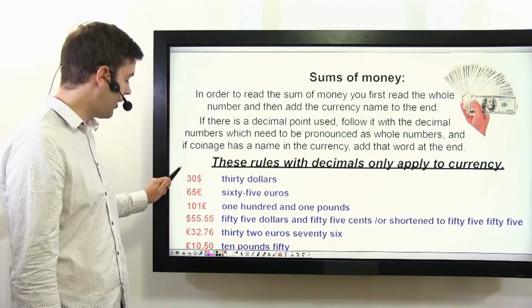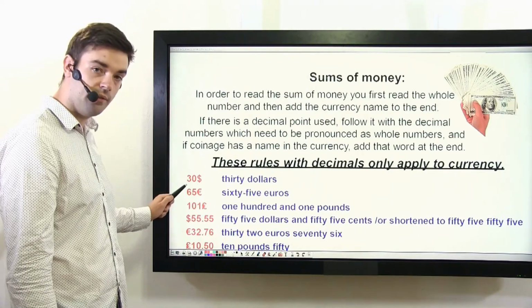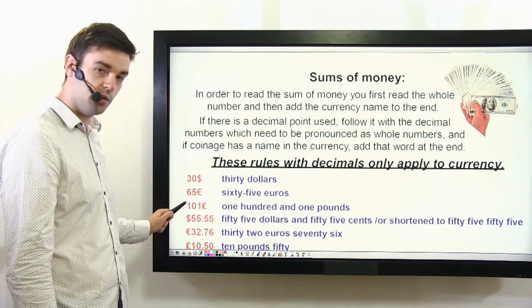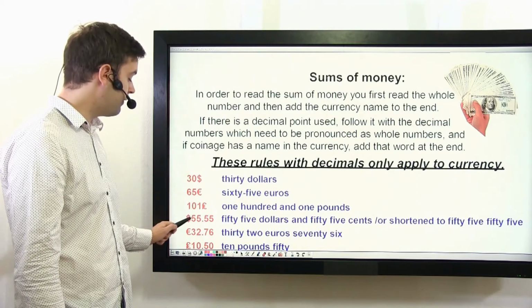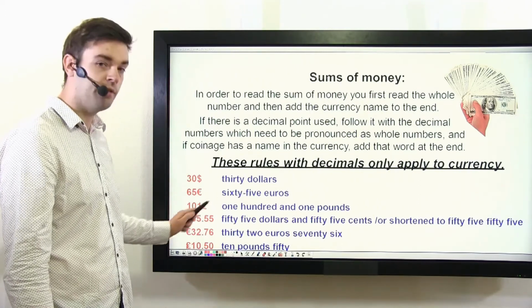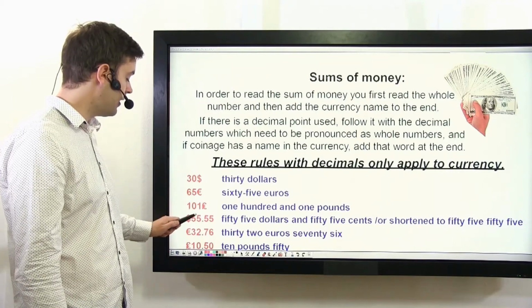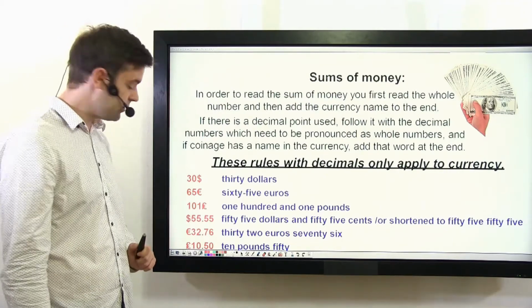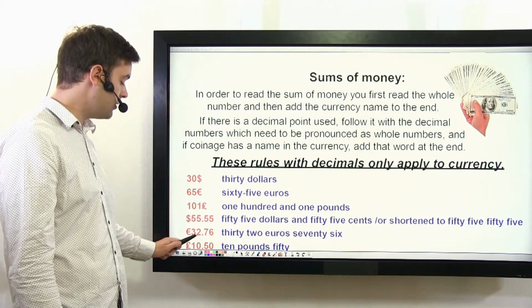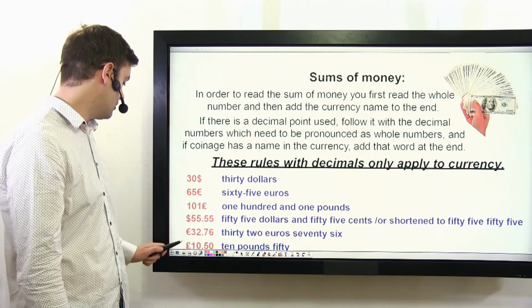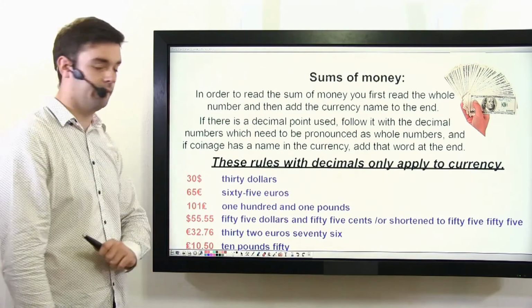So we have $30, 65 euros, 101 pounds, $55 and 55 cents, $55.55, 32 euros 76, £10.50.